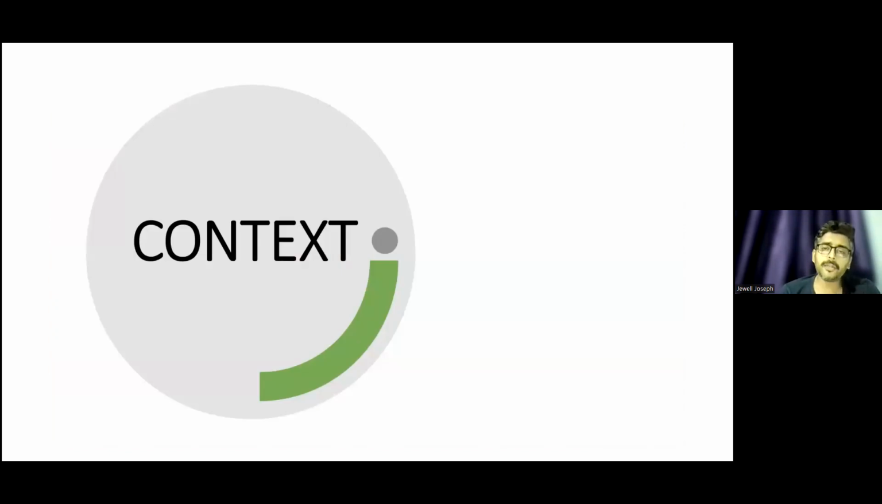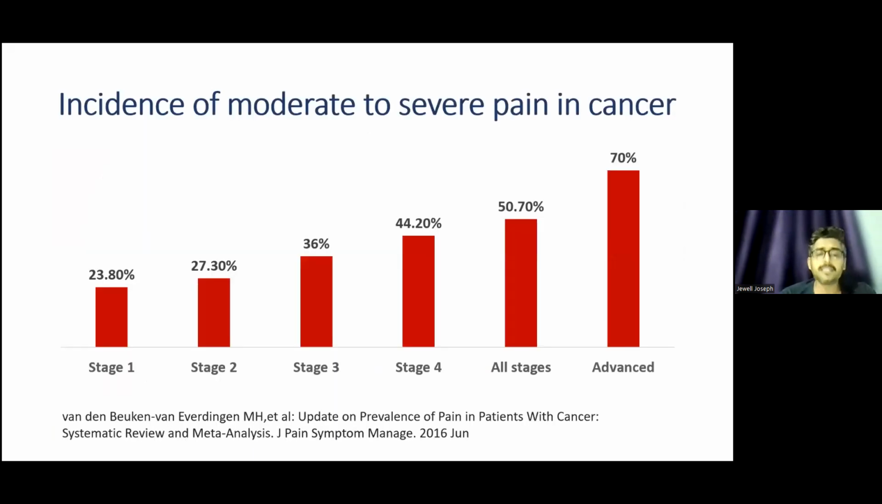So before going into the assessment, I would like to give you a context or background regarding where we are in assessing cancer pain and how efficient we are in managing it. This is data published in 2016, which shows the prevalence of cancer pain in various stages of cancer. We can see that cancer pain is a major problem right from stage 1 to stage 4.